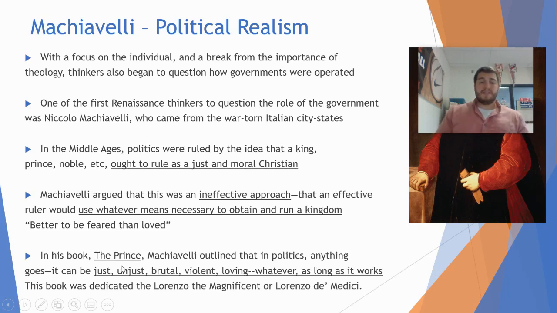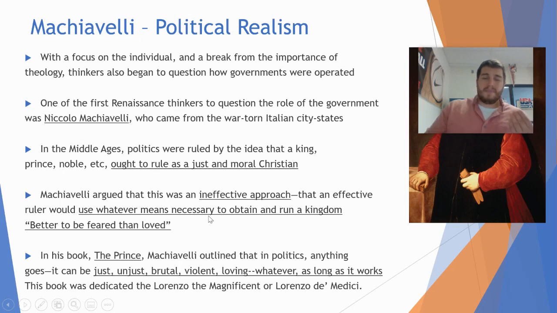In his book, The Prince, Machiavelli outlined that in politics, anything goes. You can be just, you can be unjust, you can be cruel, you can be violent, brutal, you can be loving, as long as it works. This book is specifically dedicated to Lorenzo the Magnificent, or Lorenzo de' Medici. He was running Florence during the time, and Machiavelli thought Lorenzo de' Medici was this wonderful ruler that really wanted to take tighter control to save Italy from all the war it was going through.